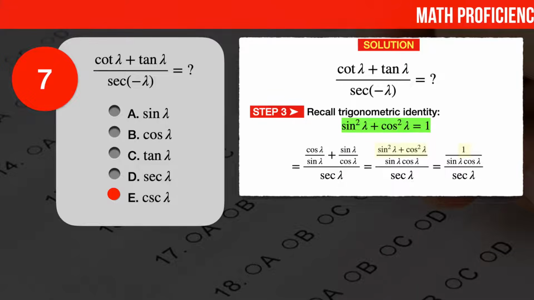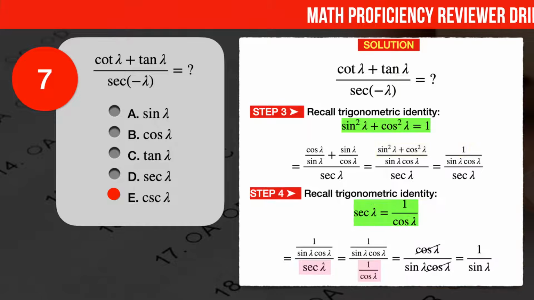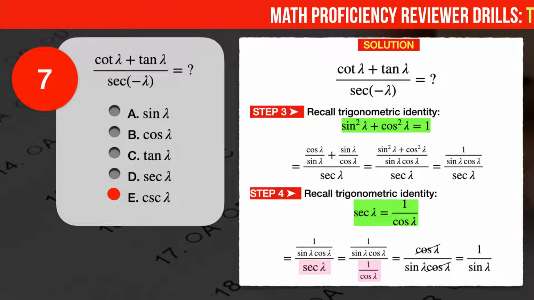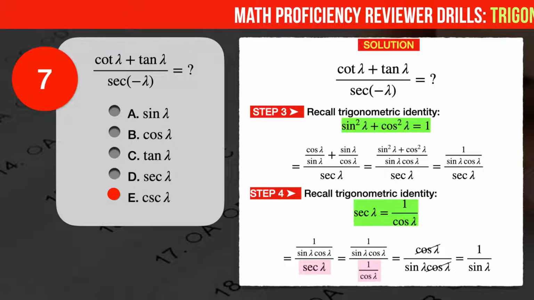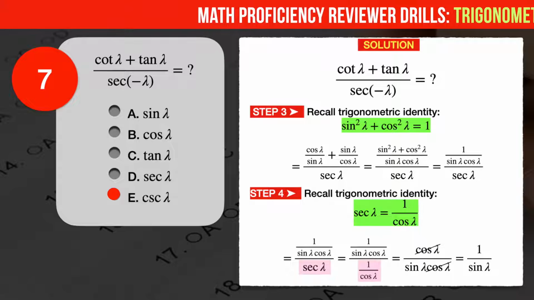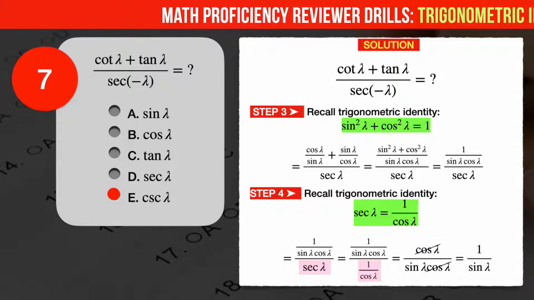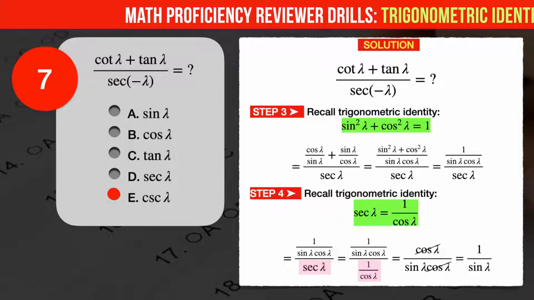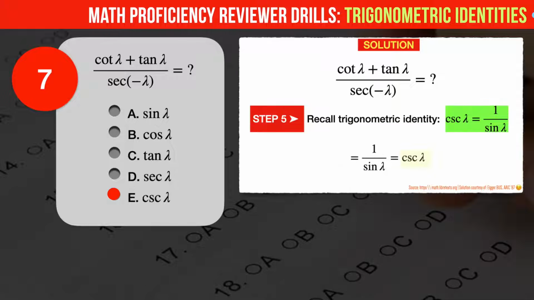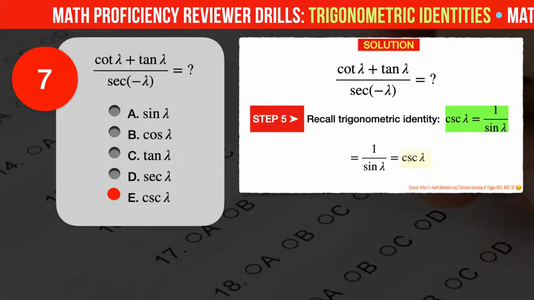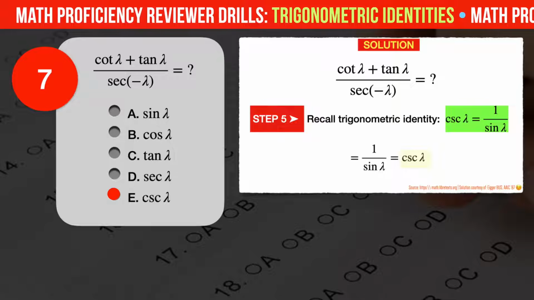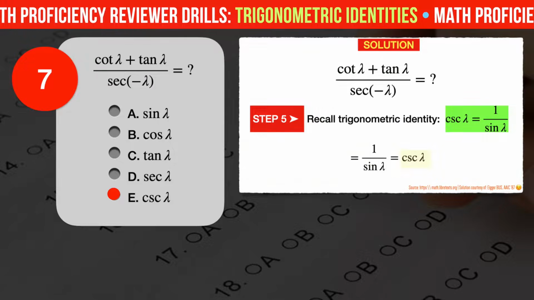From our Pythagorean trigonometric identity, we can replace sine squared lambda plus cosine squared lambda with 1. Recalling our trigonometric identity, secant lambda equals 1 over cosine lambda, we replace secant lambda in the denominator and then simplify the resulting fraction, as shown. We should end up with 1 over sine lambda. And finally, let's recall from our trigonometric identities that 1 over sine lambda is equal to cosecant lambda.